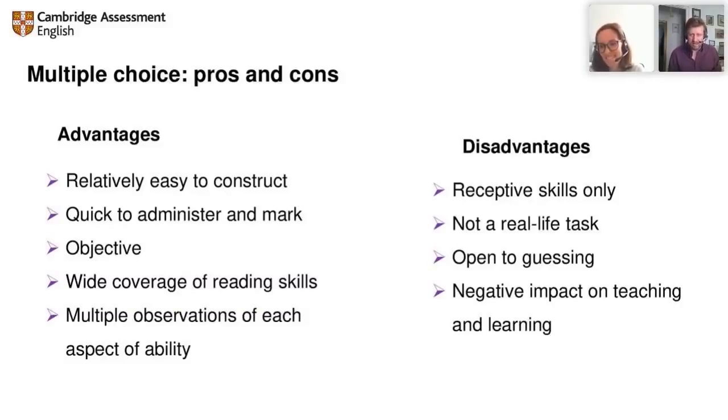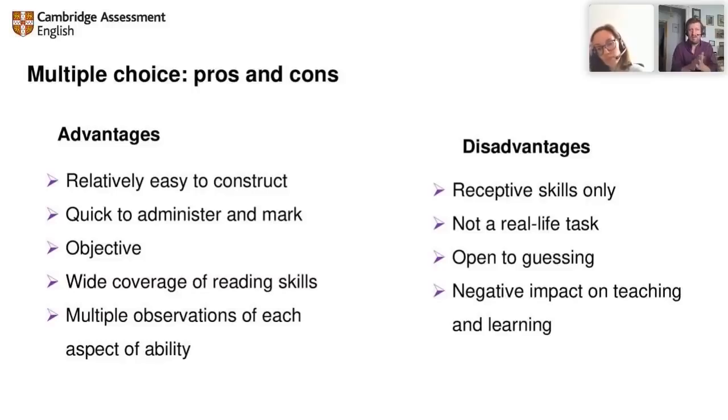It's not a real life task. I mean, when do we find ourselves maybe reading a menu? Do you think that would be a real life multiple choice task? They're obviously open to guessing. So there's always that, if it's a four choice multiple choice, you're always going to have 25% chance of getting it right. And we feel that can have a negative impact on teaching and learning because it's not reflecting real life skills.